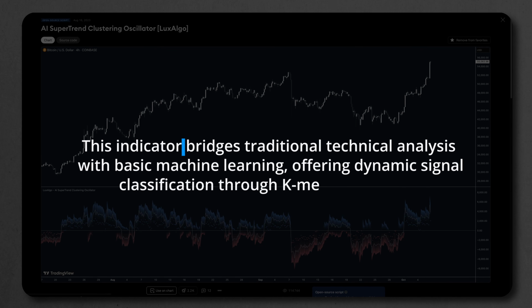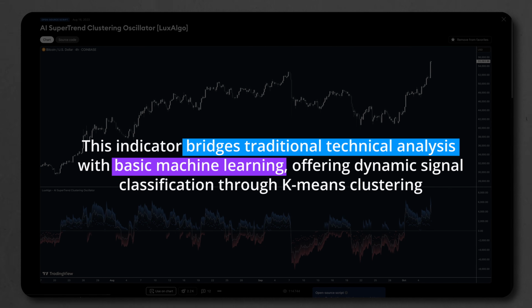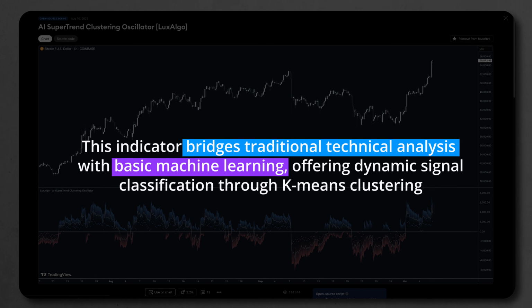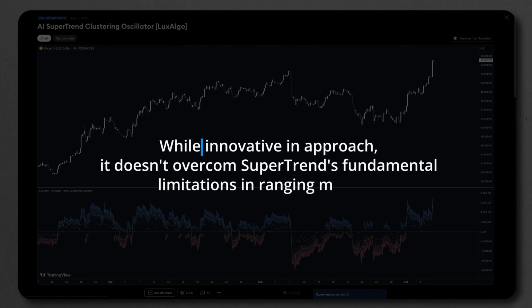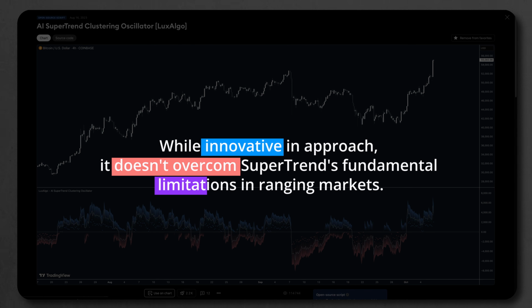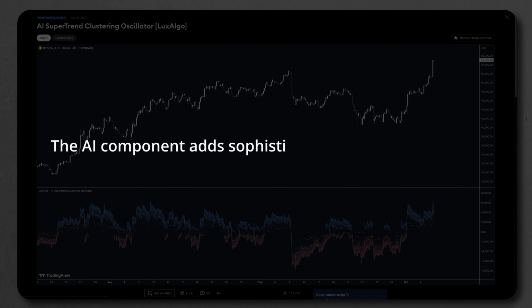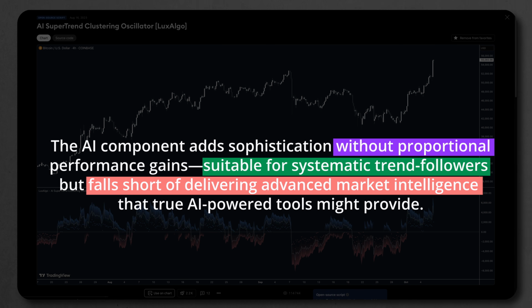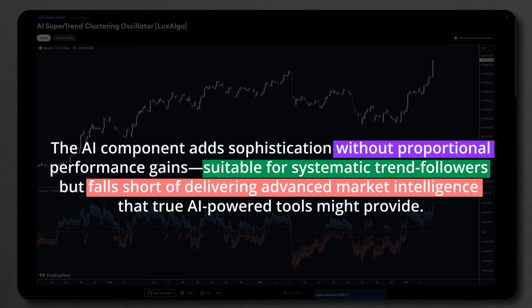This indicator bridges traditional technical analysis with basic machine learning, offering dynamic signal classification through K-means clustering. While innovative in approach, it doesn't overcome supertrend's fundamental limitations in ranging markets. The AI component adds sophistication without proportional performance gains, suitable for systematic trend followers, but falls short of delivering advanced market intelligence that true AI-powered tools might provide.